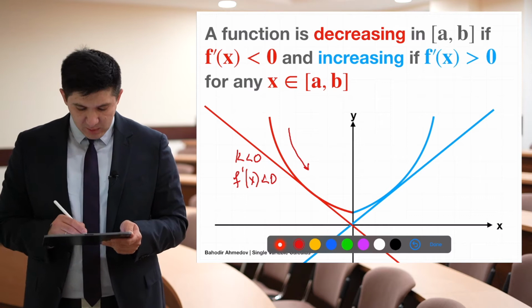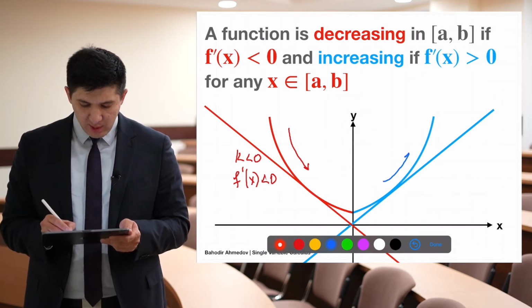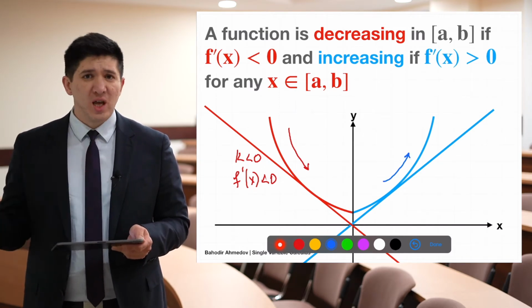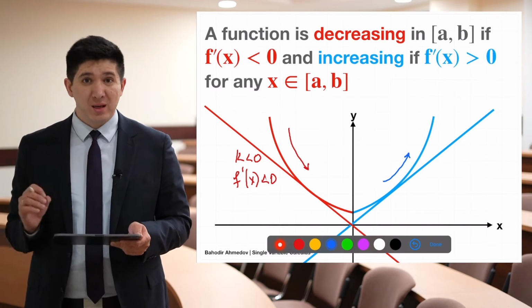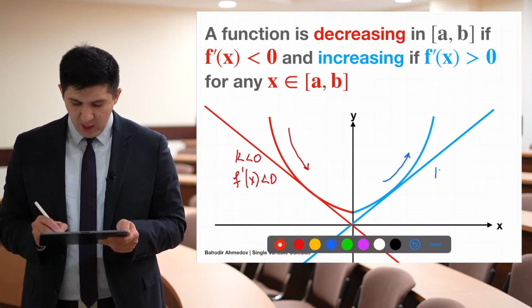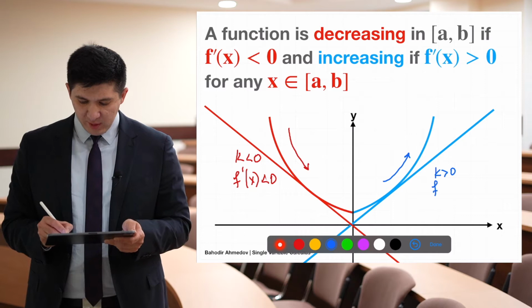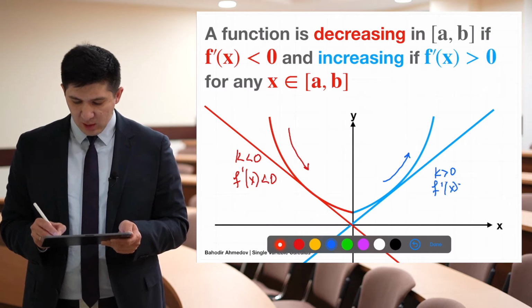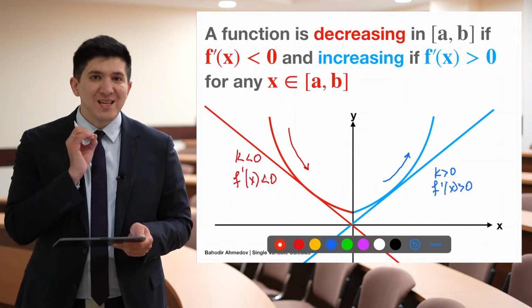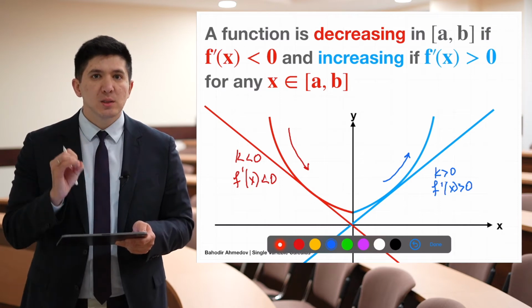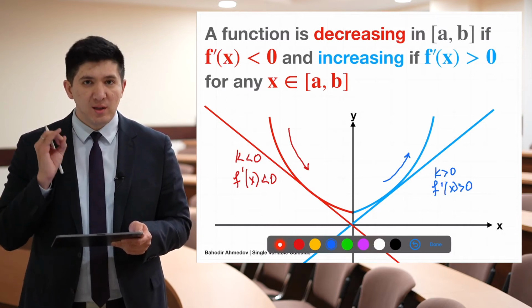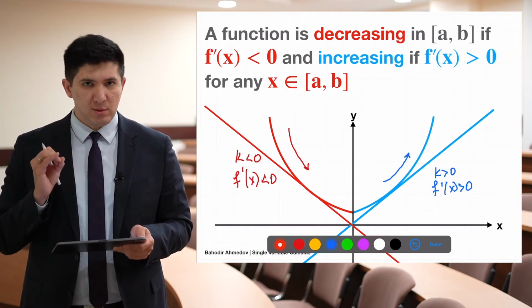And if you look at this blue region, the function is increasing, and the slope of the tangent lines for all of the points in that region is positive. So the slope is positive, or the derivative of the function is positive. So by just identifying the signs of the derivative of the function, we can identify increasing and decreasing regions.